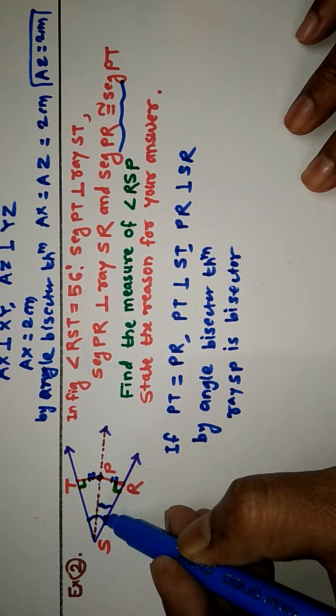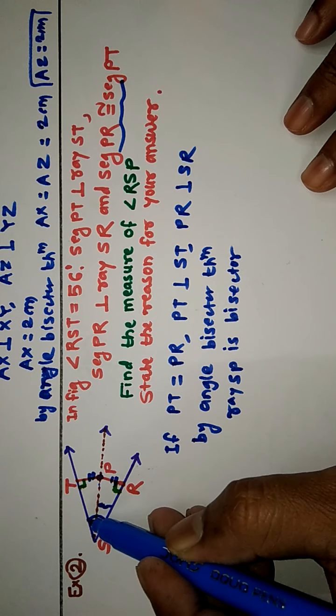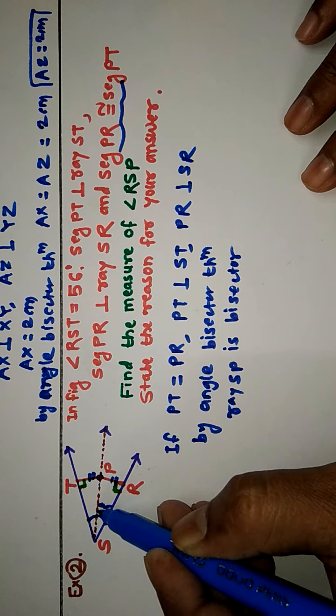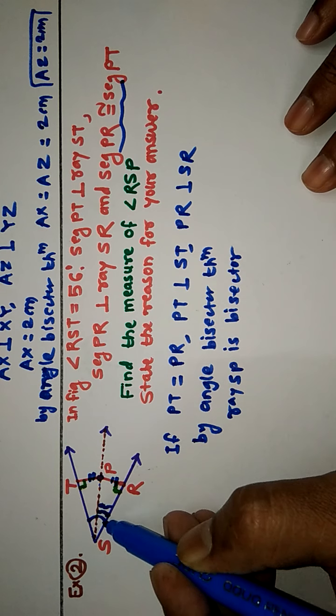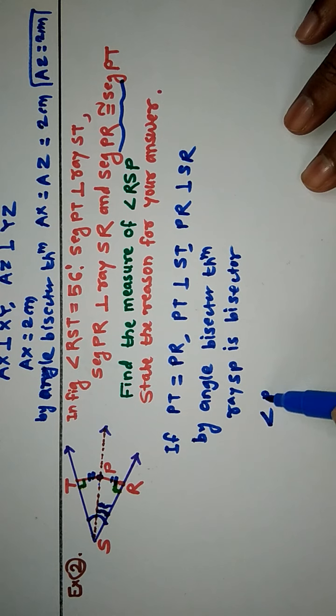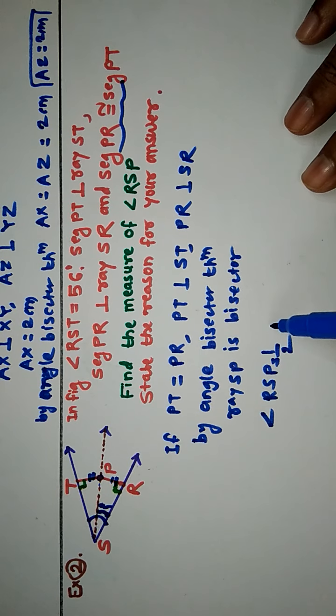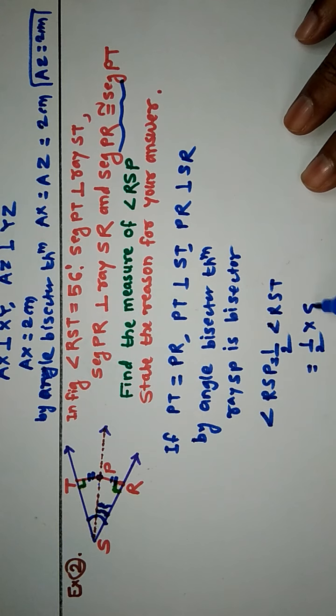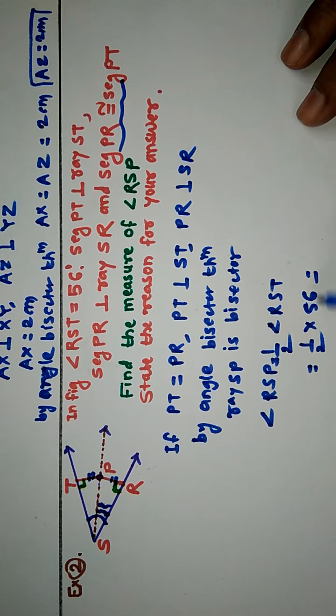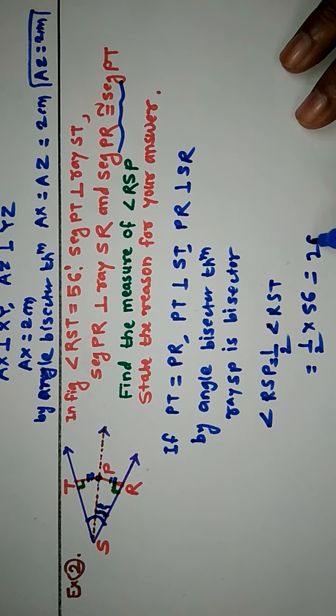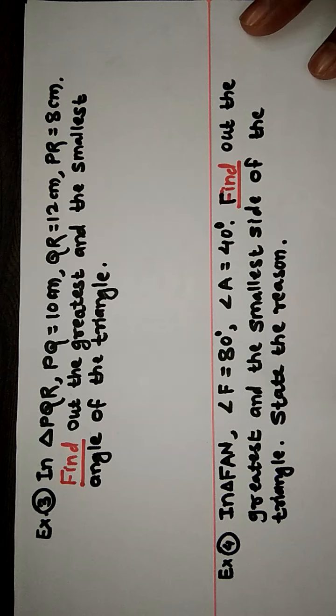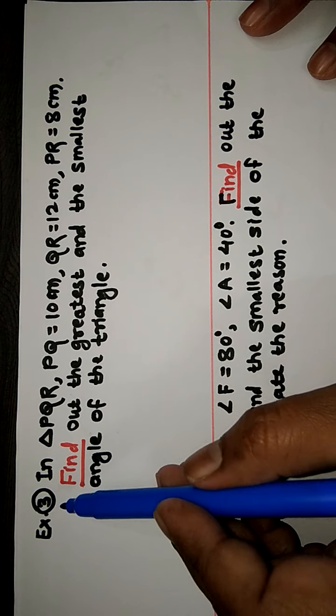If this is a bisector, then each part is congruent, means the measure of this part is half of the total angle, means angle RSP is equal to half of angle RST, means half of 56. By dividing we get, 2 2s are 4, 2 8s are 16, means angle RSP is equal to 28. Now we see example number 3.